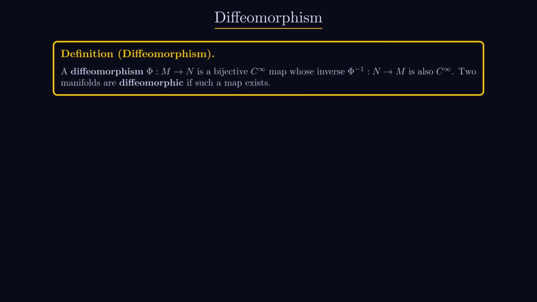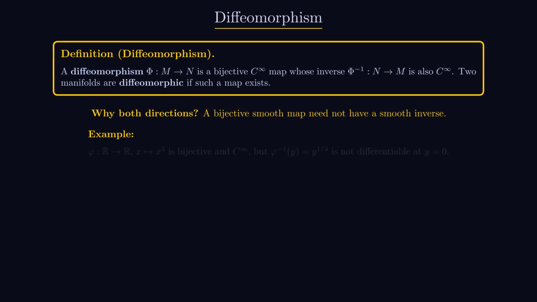Among all smooth maps, the most restrictive condition is invertibility with a smooth inverse. A diffeomorphism from M to N is a bijective C infinity map whose inverse is also C infinity. When such a map exists, M and N are diffeomorphic, indistinguishable from the point of view of smooth calculus. You might wonder, if a map is bijective and smooth, is its inverse automatically smooth? No. And this is a subtlety that distinguishes smooth geometry from topology. The standard example is x cubed on the real line. This is bijective and perfectly C infinity in both directions of the domain.